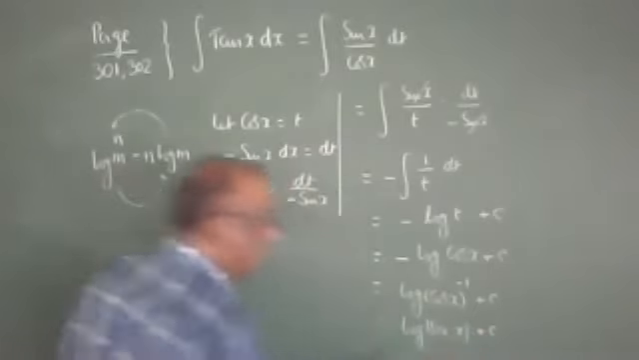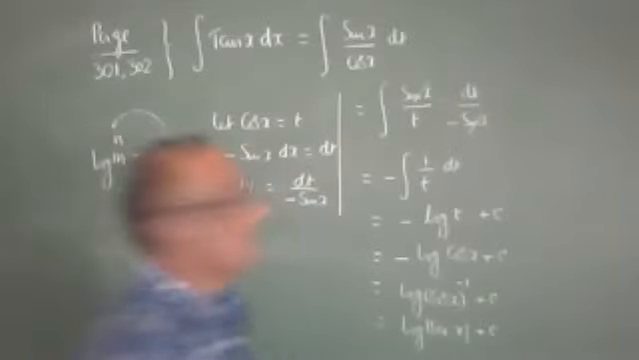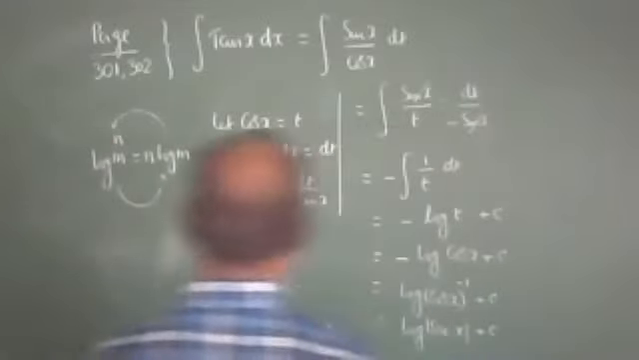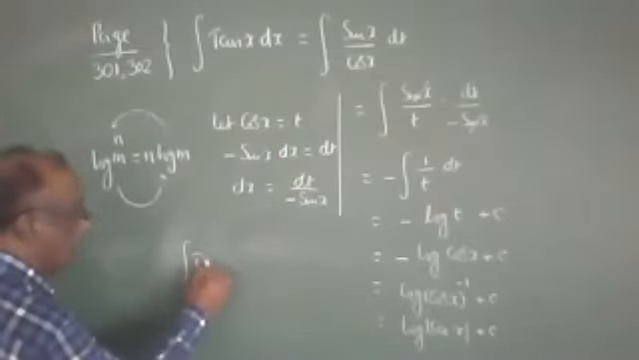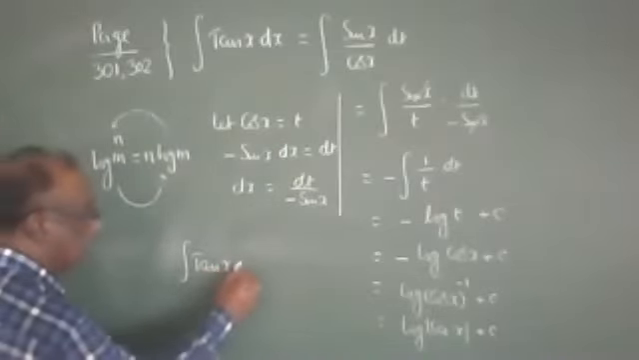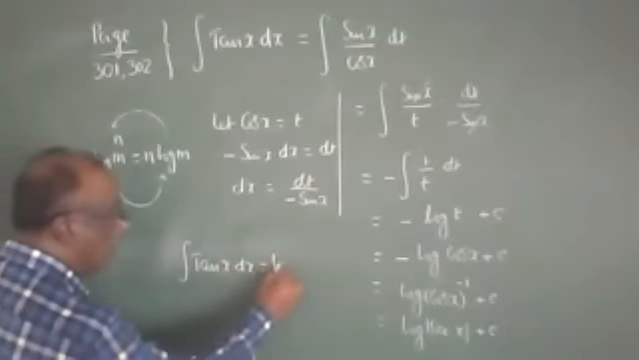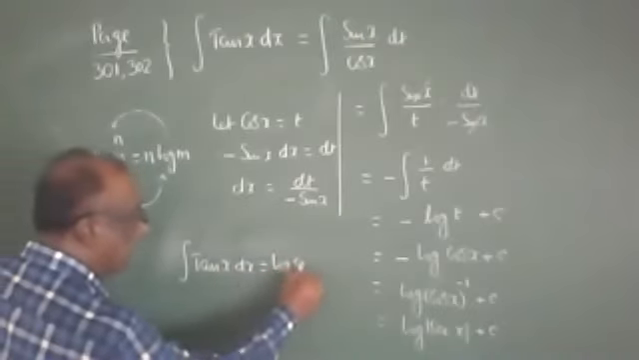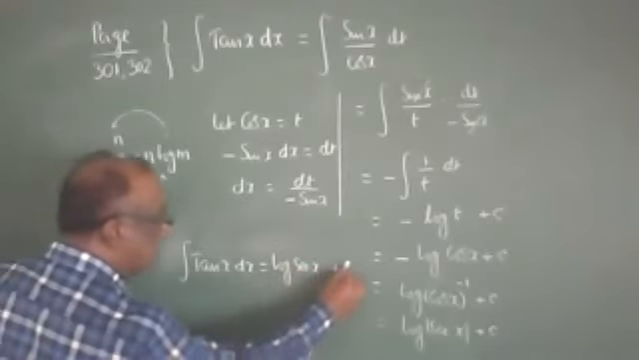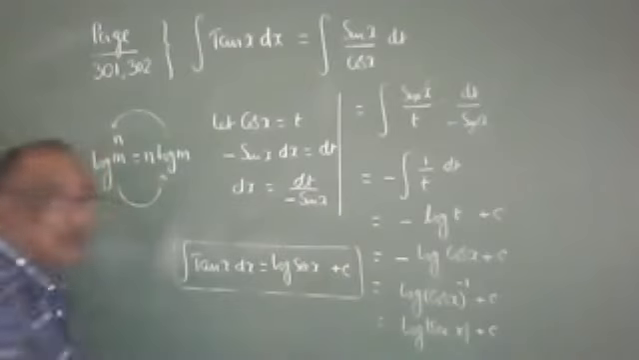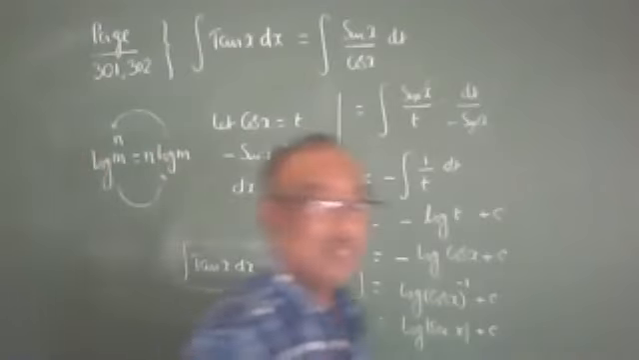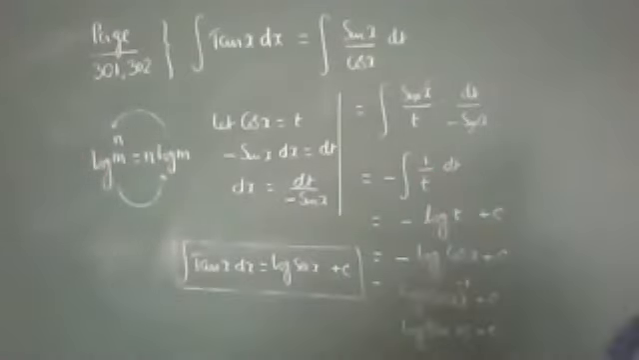So, this is the formula for tan x. Everyone write down the formula for tan x. Put in the box: integral of tan x into dx is equal to log of secant x plus c. So put in the box. This is one more formula we are going to prepare. In the same model we can do cot x.